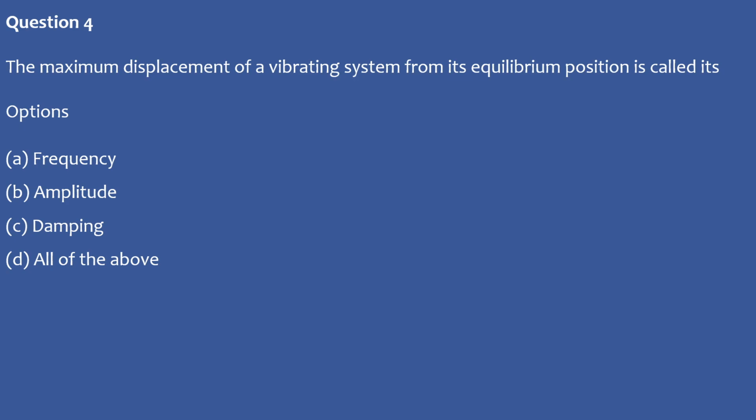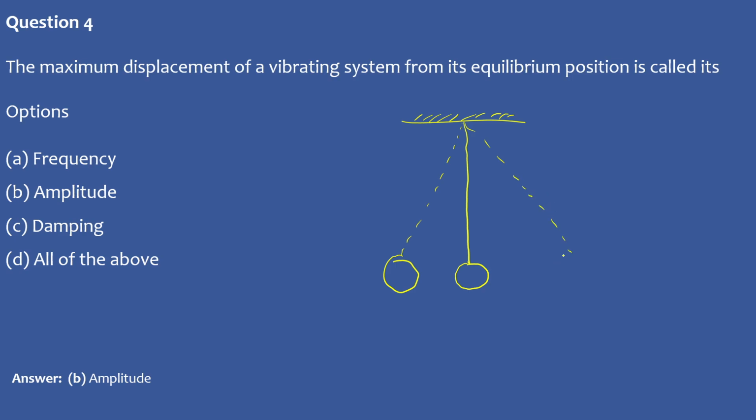Yeah, so the correct answer is option B, which is the amplitude. So let's say you have a certain system, and this system is being vibrated. Let's say this is the pendulum which you're having. So this is the equilibrium position.